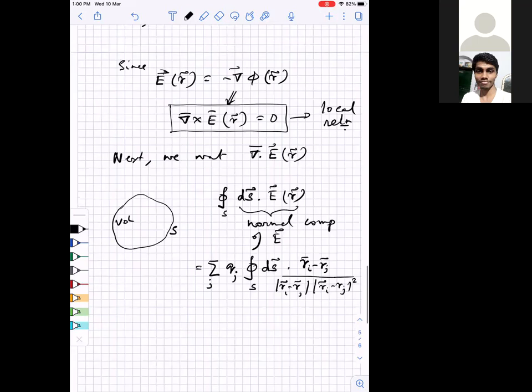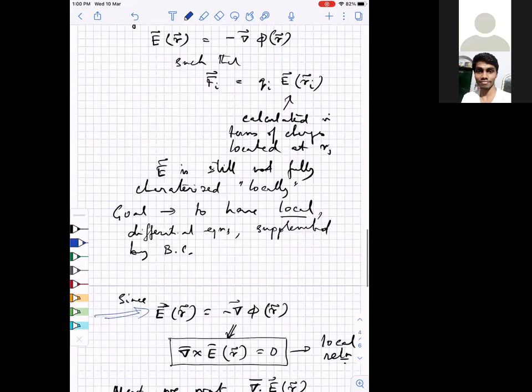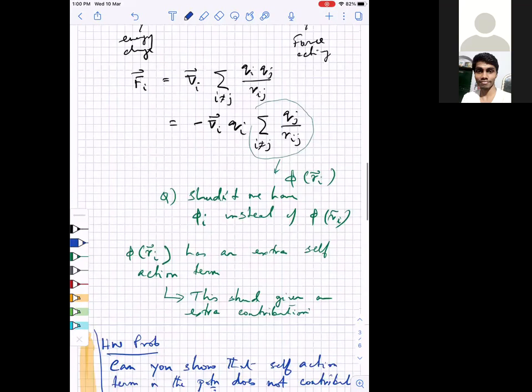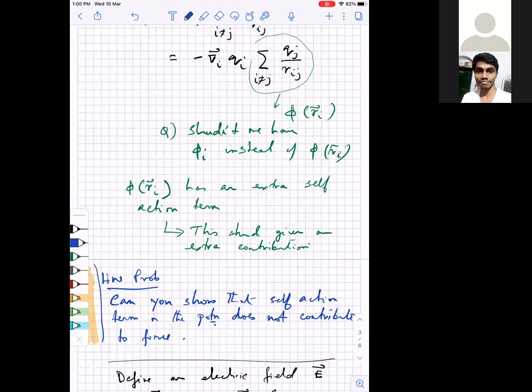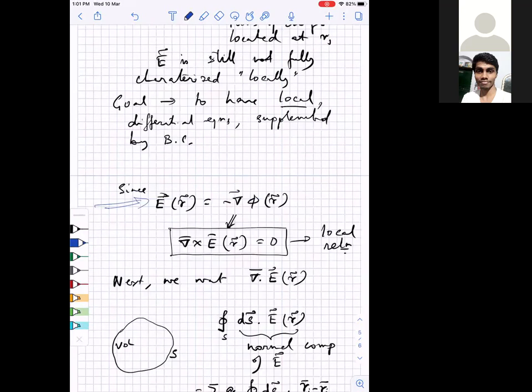Just the relation about E defined as minus grad phi. If I have this relation over here, that too should be local, right? Okay, this is also local, but this one we had all these problems with infinities and stuff like that. We'll come back to this relation again. Fine, I understand, this is a local relation.